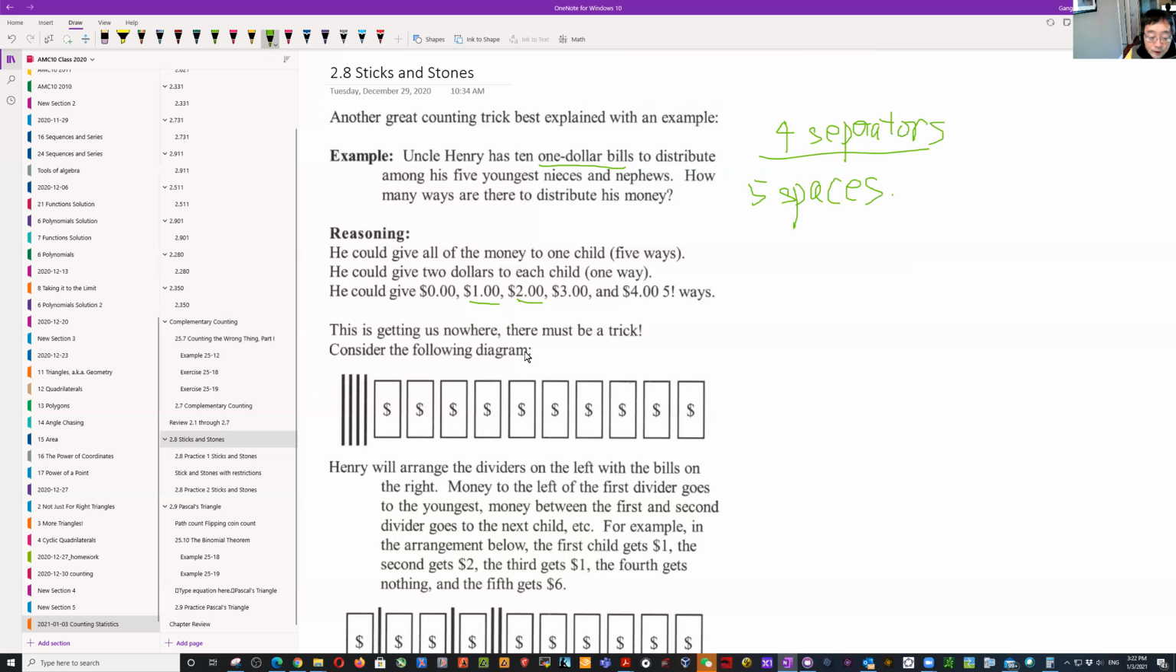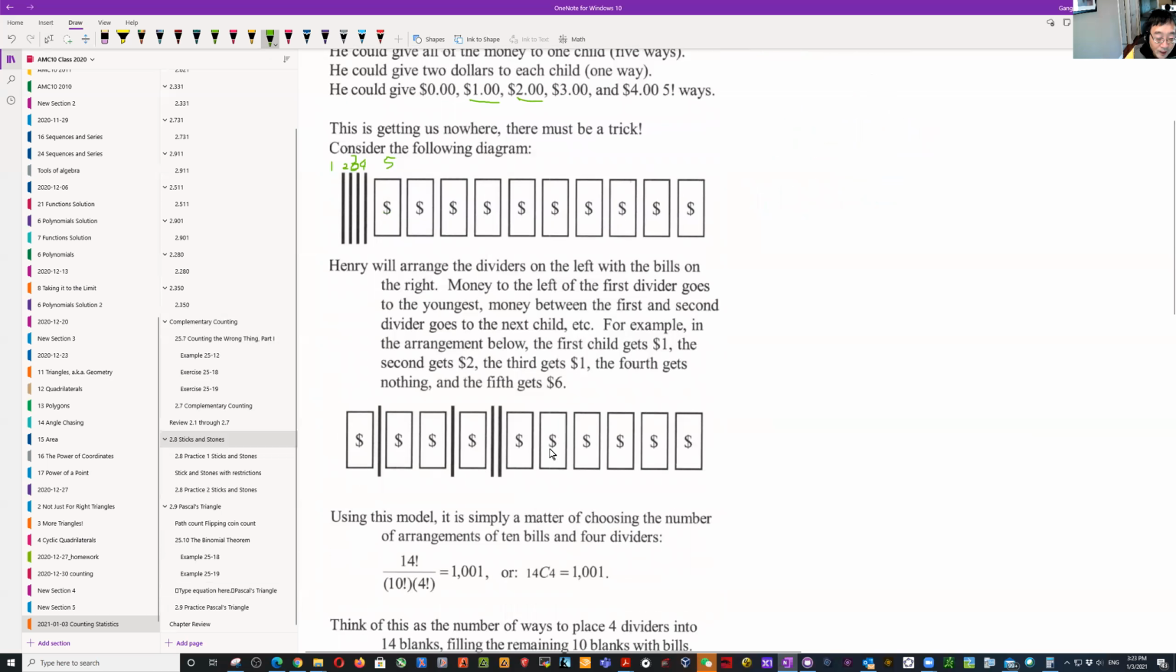Those 5 spaces each stand for one of the nieces and nephews. For example, this is 1, 2, 3, 4, and 5. So basically, the first 4 do not receive a single dollar. And obviously, the 5th one, maybe the youngest one, maybe he is so cute that he earned the heart of this uncle, and so he bestowed all $10 upon this lucky one. So this situation is the niece and nephew 1, 2, 3, 4, and 5.